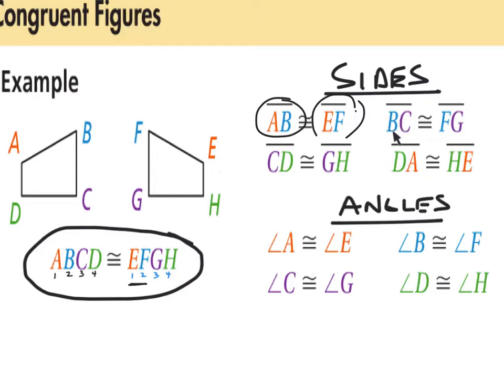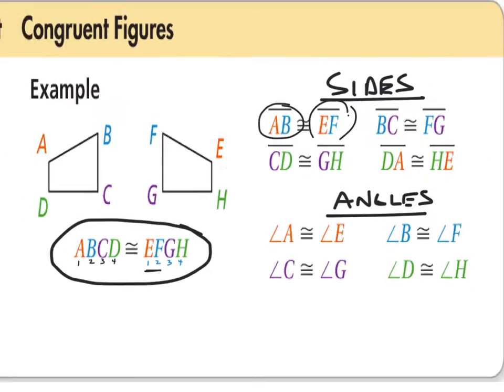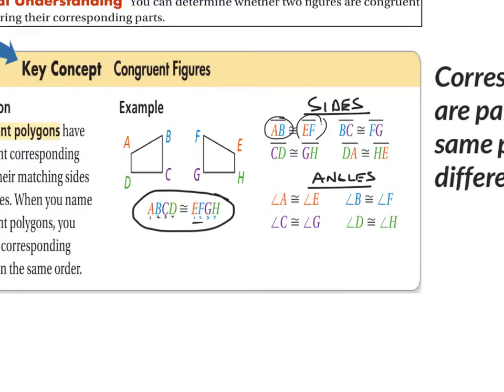BC is 2 and 3, so therefore the 2 and 3 on the other one has to be the same as BC, which is FG. CD is 3, 4. Therefore, I have to go 3, 4, which is G and H. Then the last one goes 4 and 1. So again, I have to go 4 and 1 on the other one, which means it's H and E. It's just simply a matter of matching up the correct sides and angles. Okay, so these two shapes are congruent because their corresponding sides and angles are exactly the same.